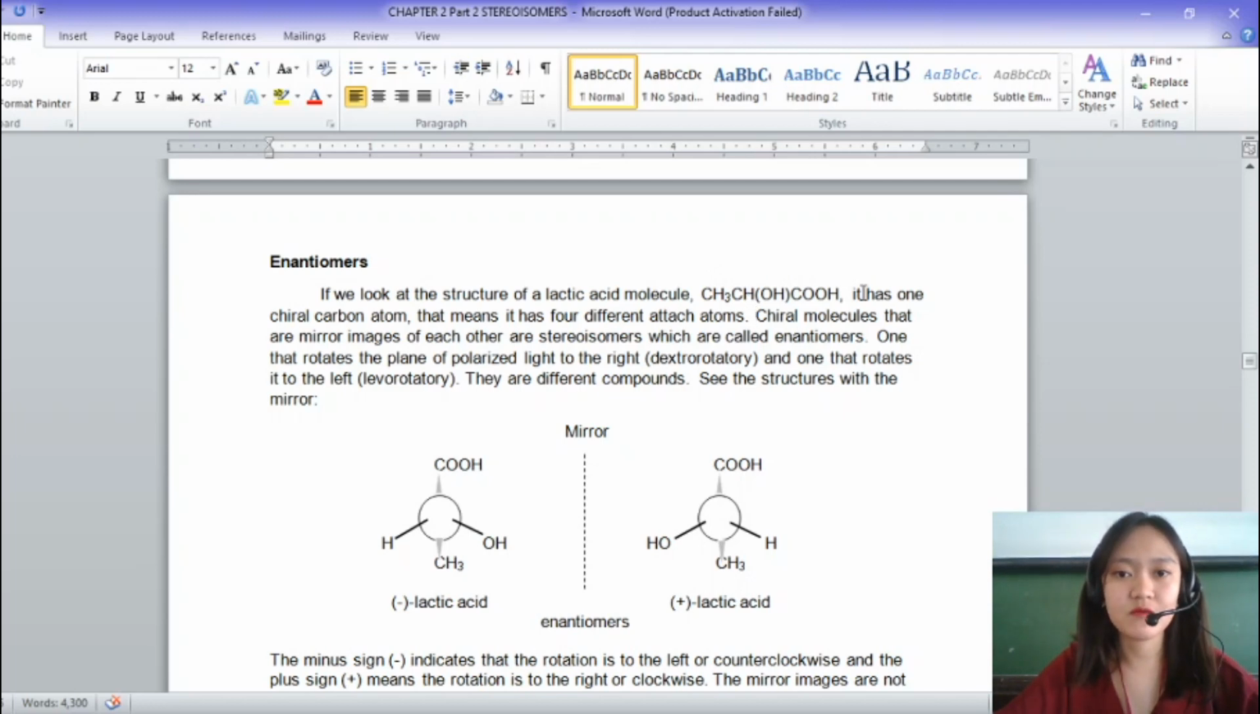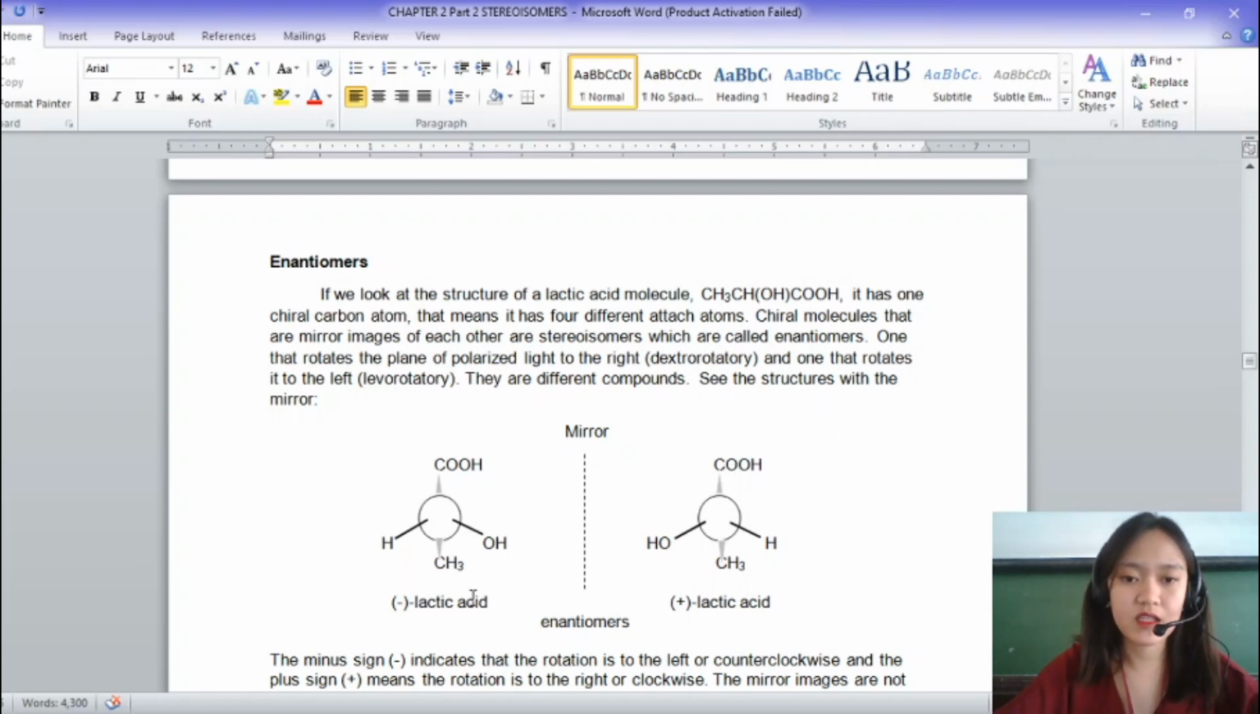That means it has 4 different attached atoms. Chiral molecules that are mirror images of each other are stereoisomers. Again, yung chiral molecules ninyo that are mirror images of each other, stereoisomers sila. You call those enantiomers. Again, enantiomers are stereoisomers that are mirror images of each other, just like here in your lactic acid. Okay, so mirror images sila.